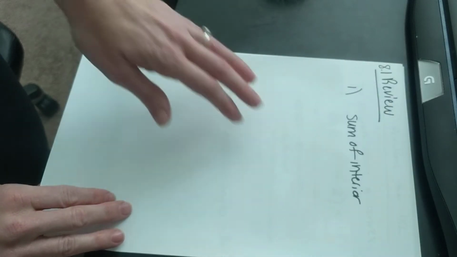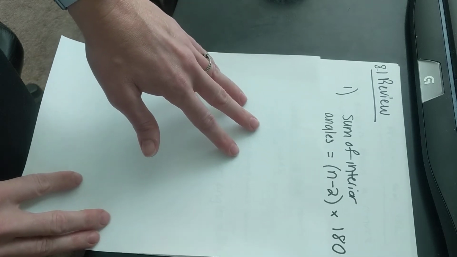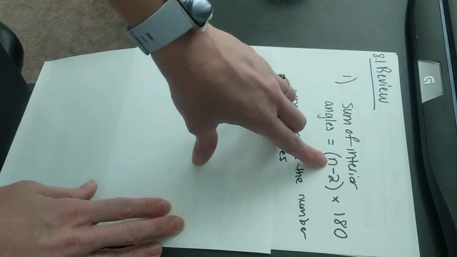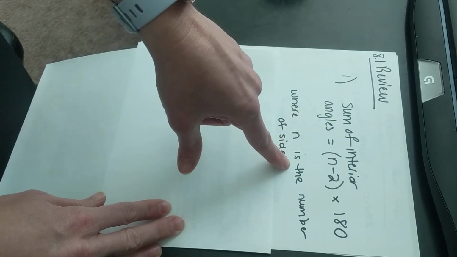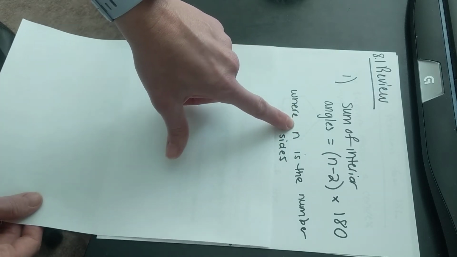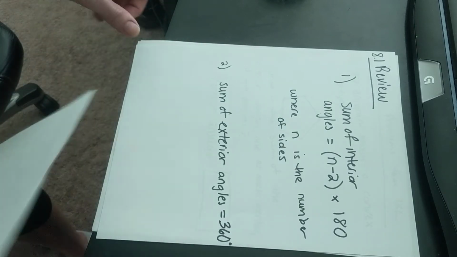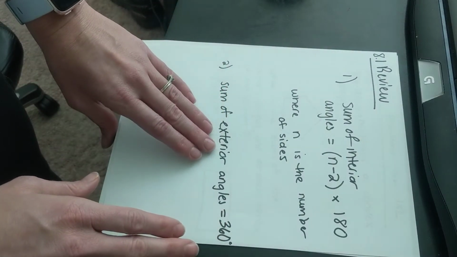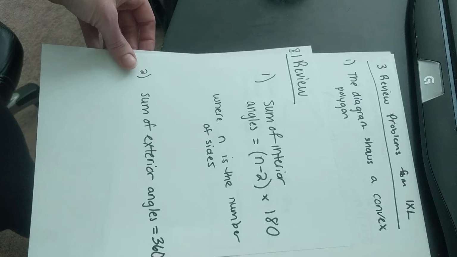The first thing that's important is the sum of the interior angles always equals n minus 2 multiplied by 180, where n represents the number of sides. So you always use this to find the sum of the interior angles. The other thing that is important for this section is that the sum of the exterior angles always equals 360, and that never changes. So when we move on, here is one problem that we struggled with on IXL.